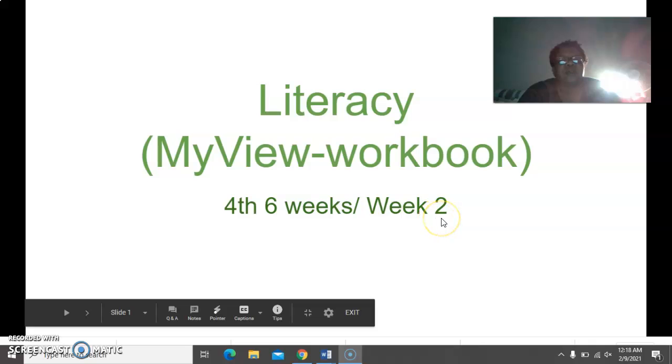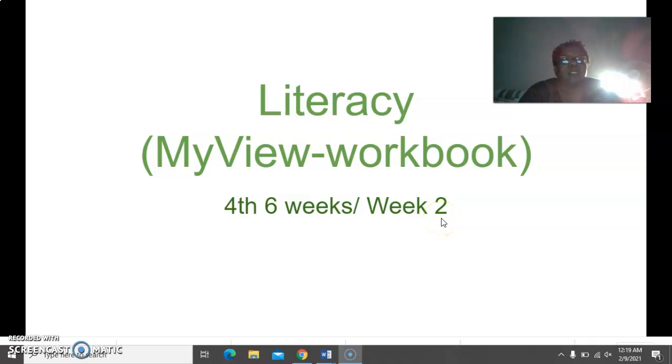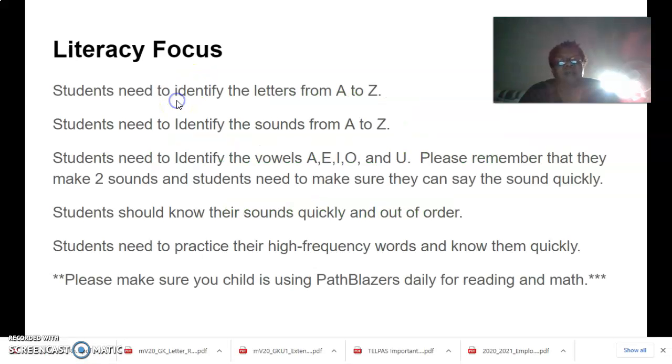This is week 2. We had a lot of technical difficulties with our internet in the district, and also my personal internet, and then also the Pearson reading program that we're using. We couldn't access a lot of the things, but for now it's working, so that's a good thing. So hopefully we can all review and get back on track.